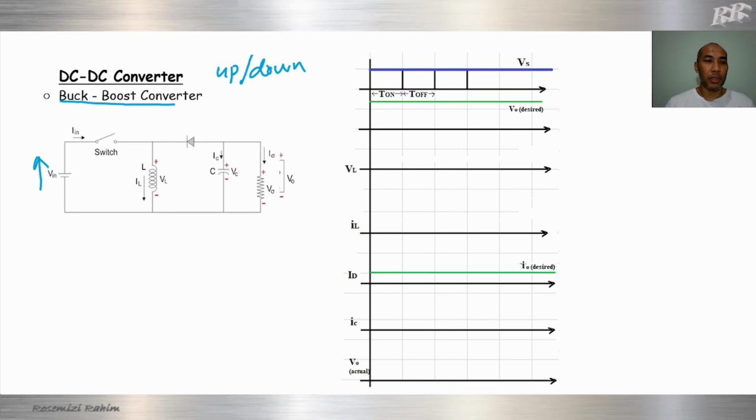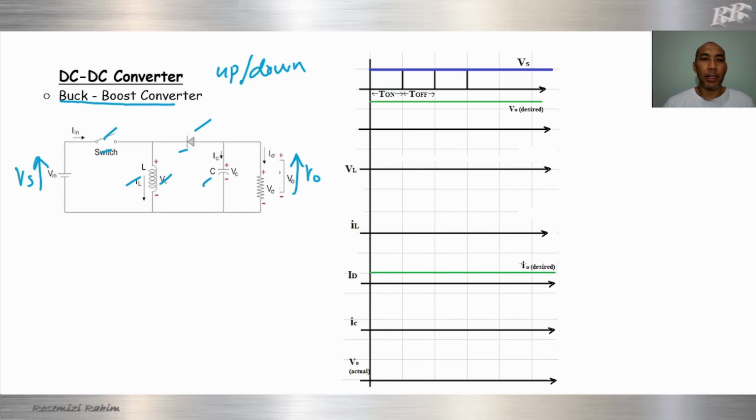This one is Vsource. This one is Vout. So we can increase the output voltage or we can decrease the output voltage. The buck boost converter consists of a switch, diode, inductor, and capacitor, the same as the buck converter and also the boost converter, just in terms of the arrangement of switch, diode, and inductor.